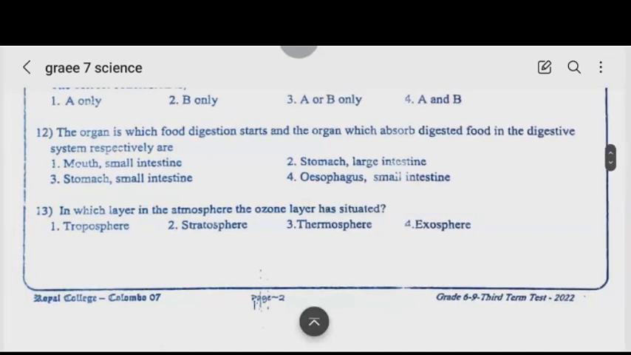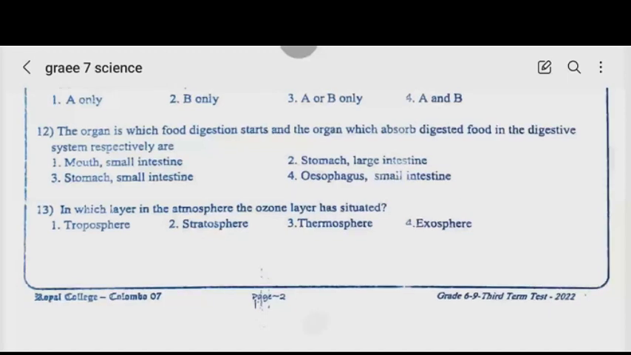In the mouth, it starts the mechanical digestion and chemical digestion. Mechanical digestion is done by the tongue and the teeth. Chemical digestion is done by the amylase enzyme in your saliva. So the mouth is the place where digestion starts. Then where is the digested food absorbed? The small intestine is going to absorb the digested food into our body. So number 1 answer, mouth and small intestine, is the answer for the 12th question. Is it clear?